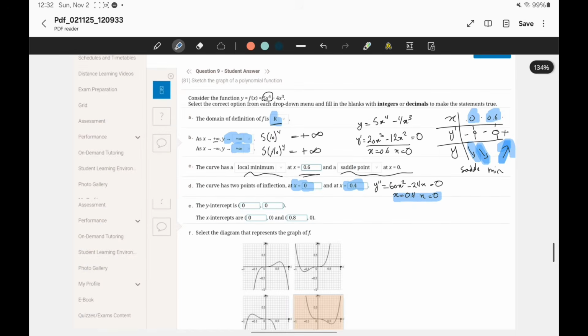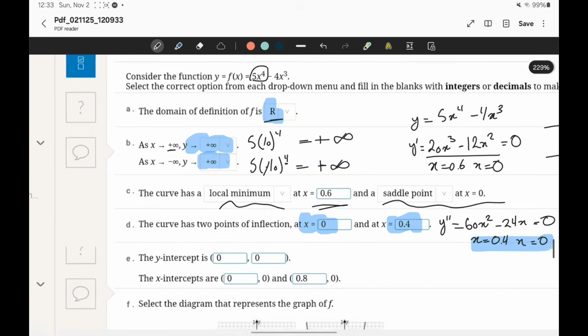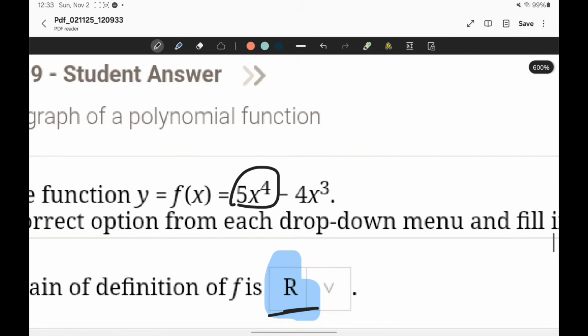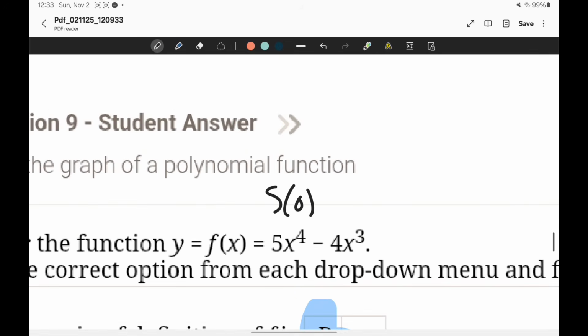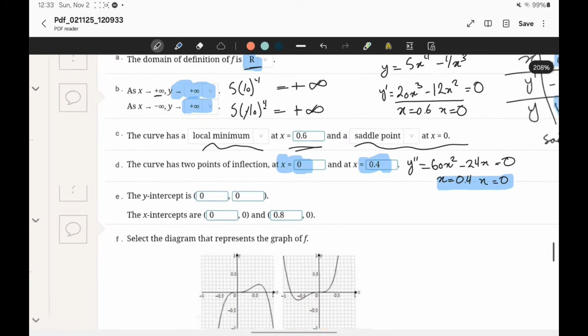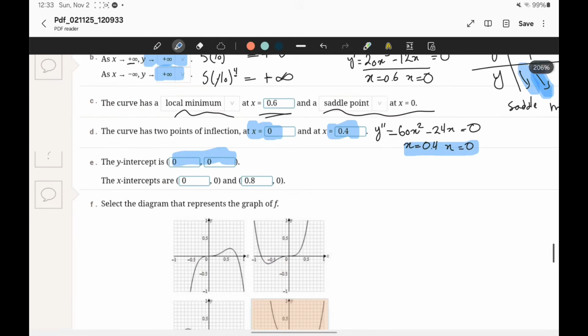Part E, the y-intercept and x-intercept. The y-intercept, we're just going to substitute here x as 0. So it's going to be 5 into 0 to the power 4 minus 4 into 0 to the power 3, so it's just 0. So the y-intercept is (0, 0).